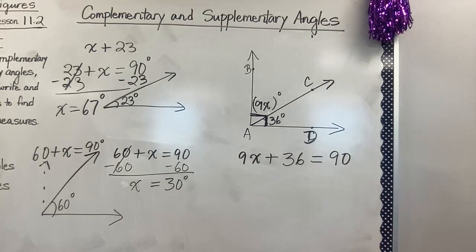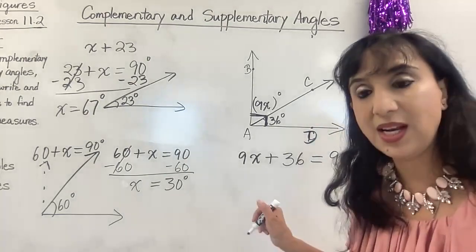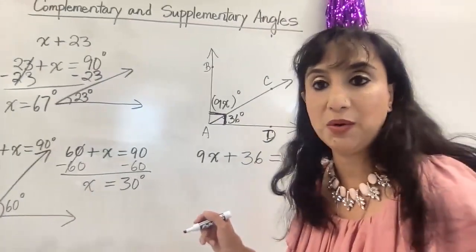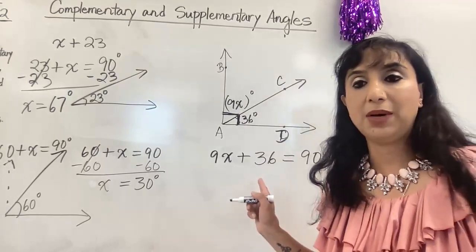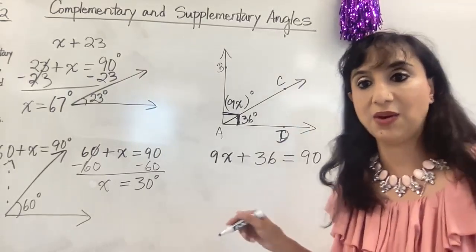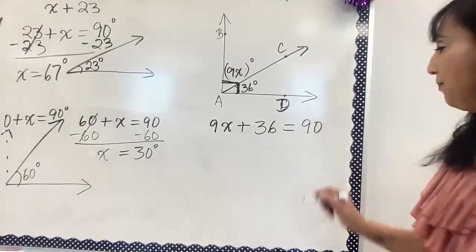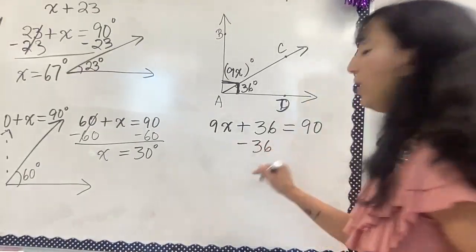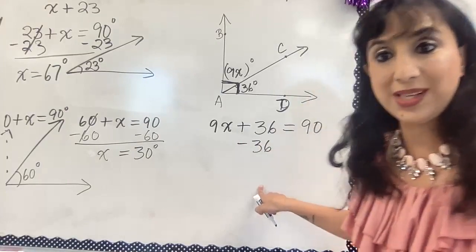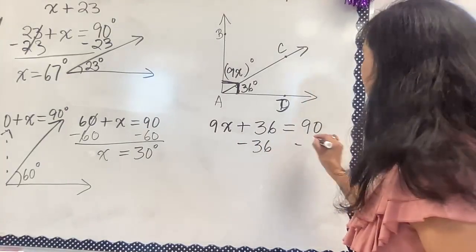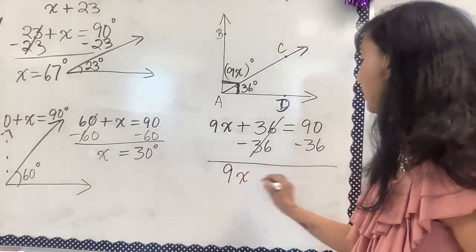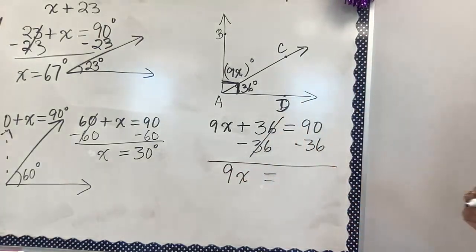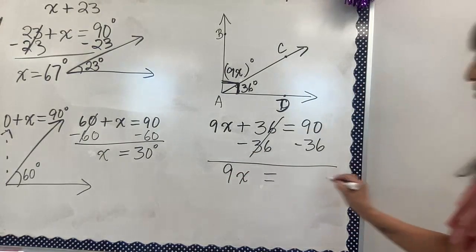And then all I do is solve this two-step equation. First I am going to use the subtraction property of equality, because the opposite of plus 36 would be minus 36. Okay, so here we go. And I do minus 36. Whatever I do on one side of the equation, I do exactly the same thing on the other side. So I do minus 36 here, and I get 9x is equal to, when I do 90 minus 36, I'm going to get 54.